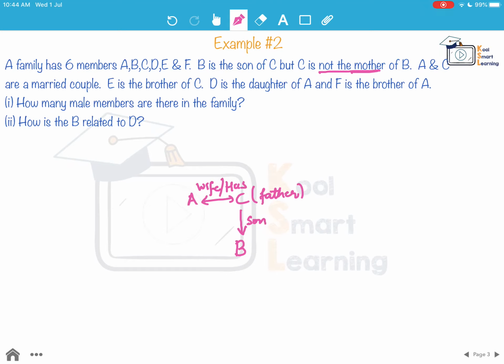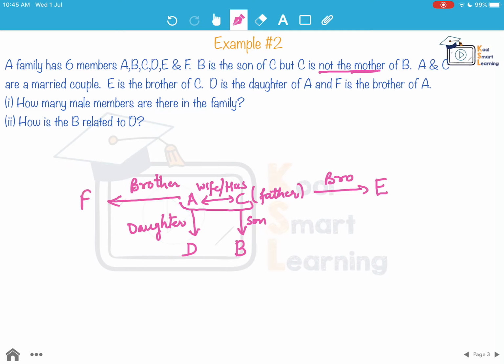Now E is the brother of C. So E is the brother of C. D is the daughter of A. So this is the daughter. Now instead of saying D is the daughter of A and B is the son of C, we can say D and B are children of A and C, and D is the girl child and B is the boy. F is the brother of A. So we draw F here, who is the brother of A.